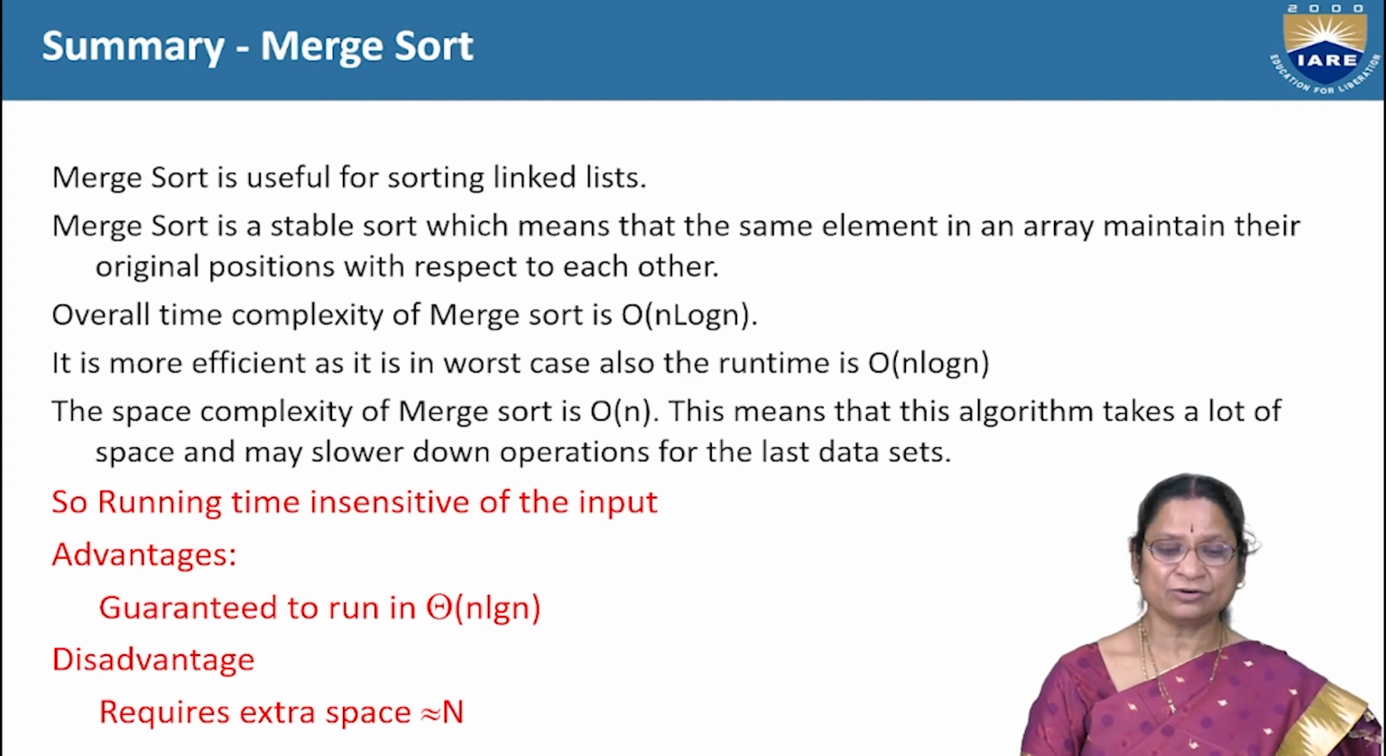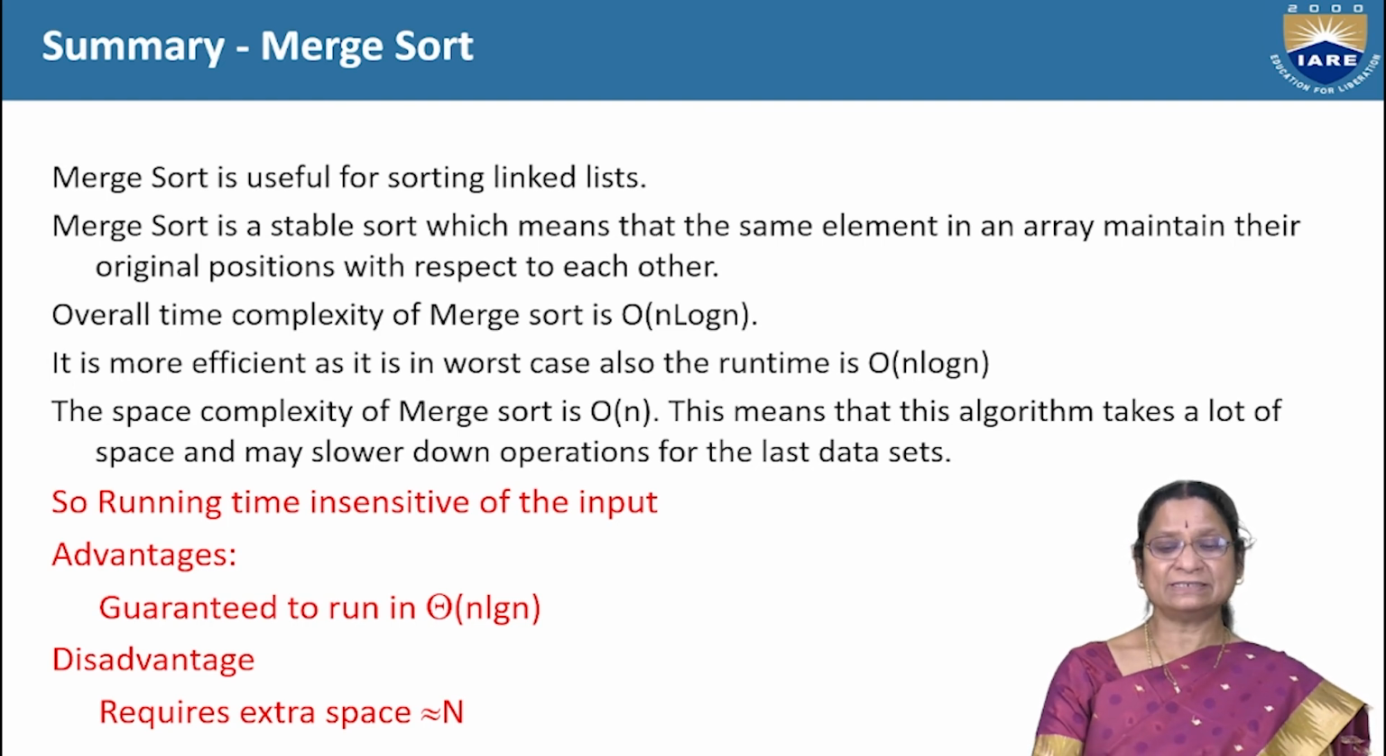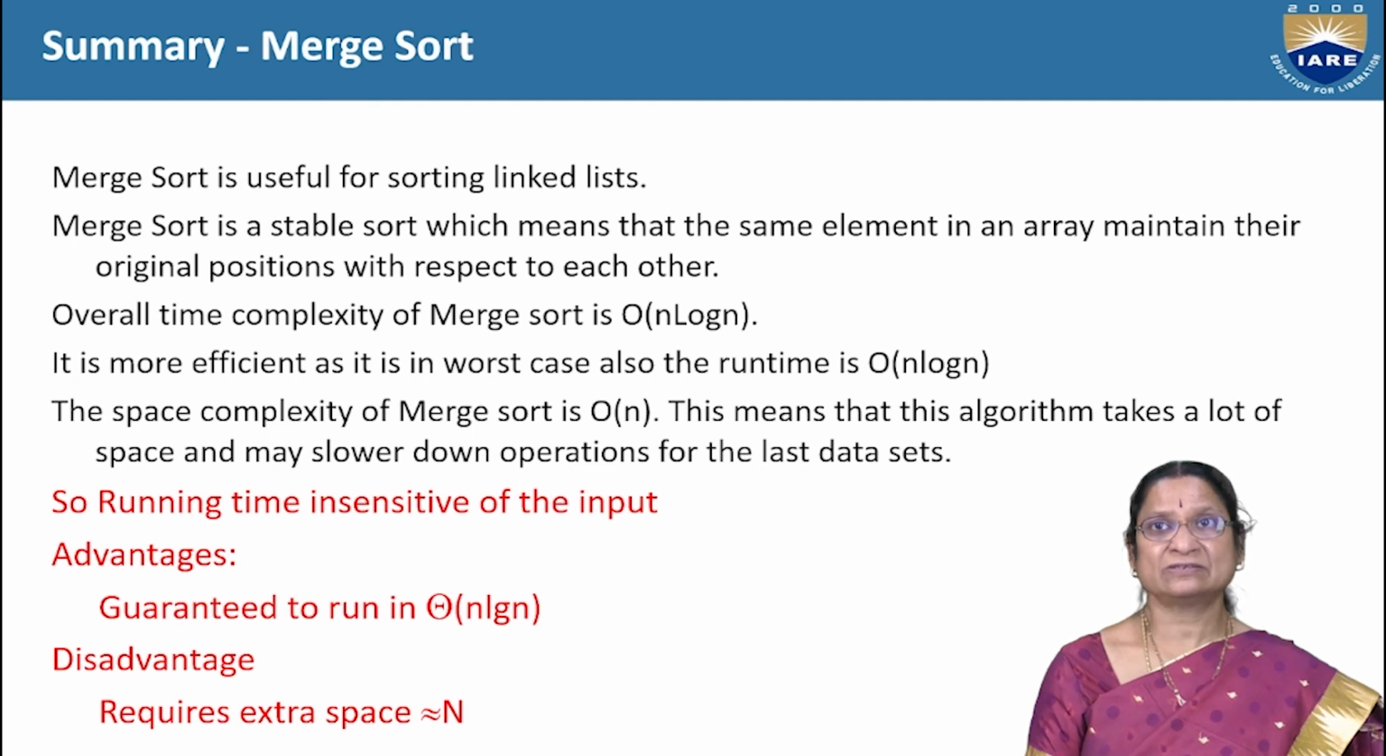So what is merge sort useful for? Merge sort is useful for sorting data which is stored in the form of a linked list. Even if it is a linked list, merge sort is applicable. It need not be an array representation. Even linked list representation data is also there. Merge sort is very much useful in such cases. Merge sort is a stable sort. That means it retains the order of the elements having the same value in the output also. And the overall time complexity of merge sort is order of n log n for all three possible cases.